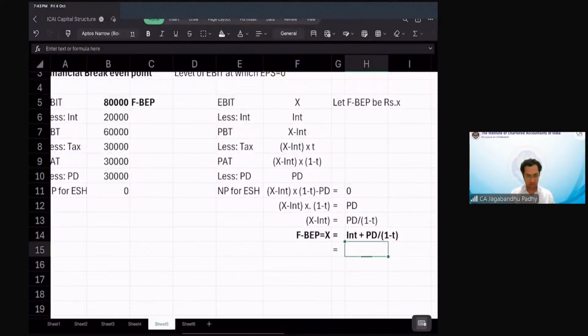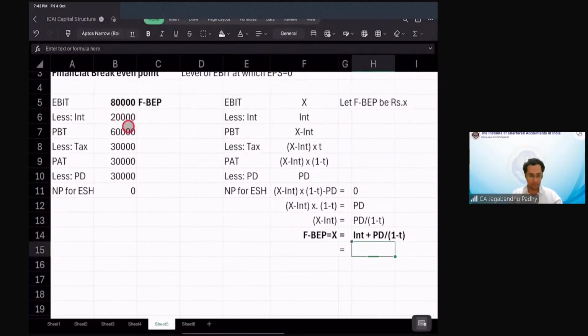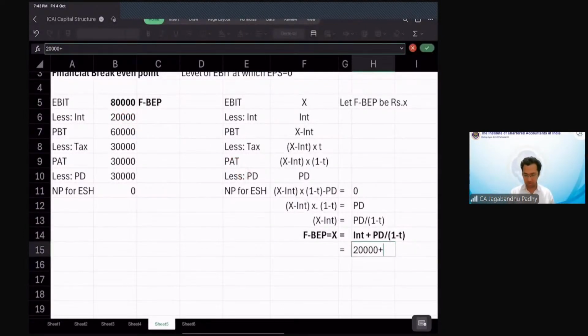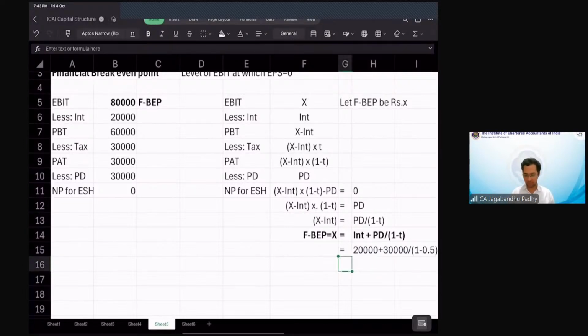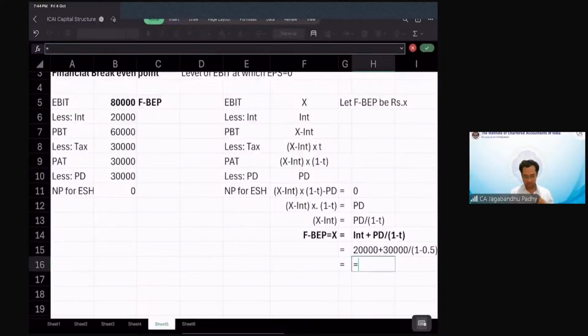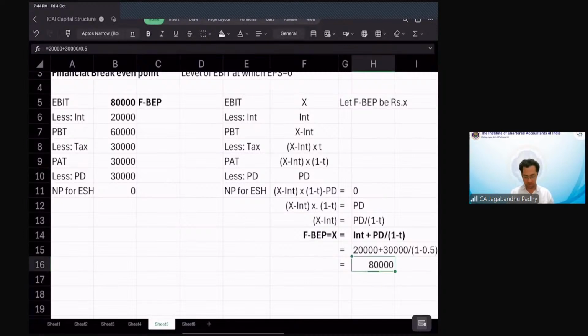Let's try to verify it here. What was the interest in this case? It was 20,000, plus a preference dividend of 30,000, divided by 1 minus 0.5. You can observe this comes out to be 20,000 plus 30,000 divided by 0.5. The answer is the same 80,000 that we got by trial and error. Right, guys? So the financial break-even point is 80,000, and the formula is simple.